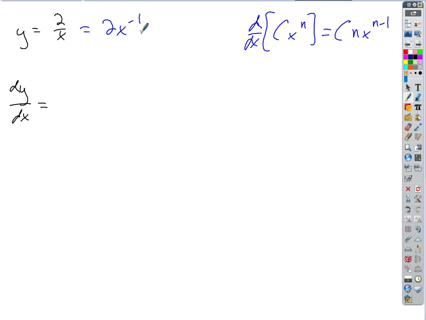Okay? So what's our answer then? What's dy dx if that's y? Negative 2. I have to take the exponent times whatever's out front times x to the negative 1 minus 1, so x to the negative 2. If we want to write that in simplified form in terms of positive exponents, that would become negative 2 over x squared, right?